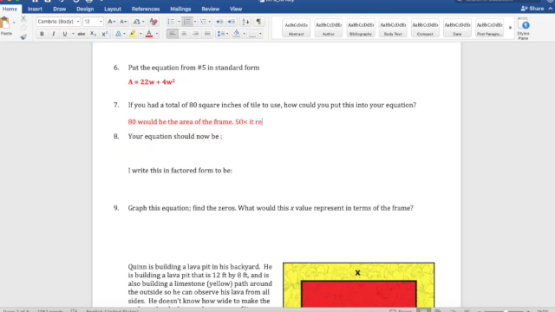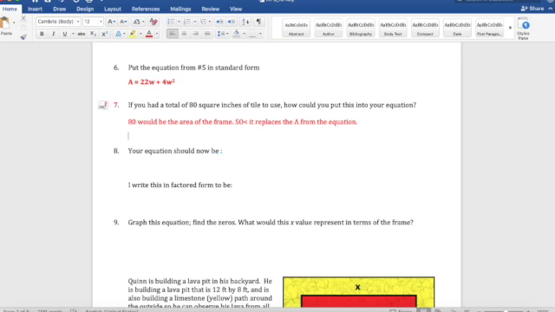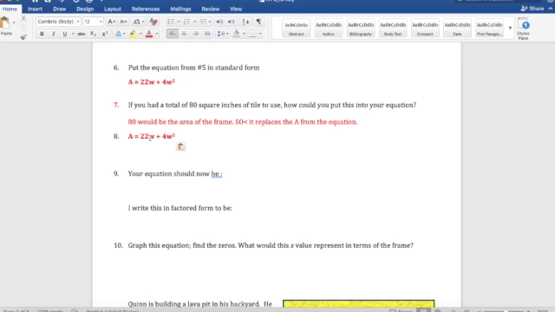So it replaces the A from the equation. All right, so 80 would replace that A. So I'm going to take my equation, I'm going to backspace that. Nope, get out of here, 8. And say A equals 22w plus 4w squared, but A is actually 80. That equation is the same thing up here.